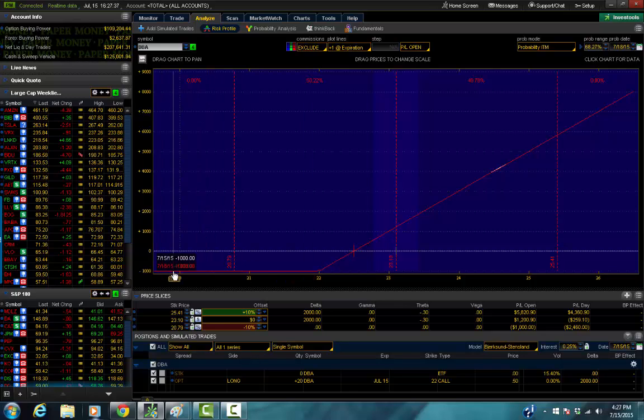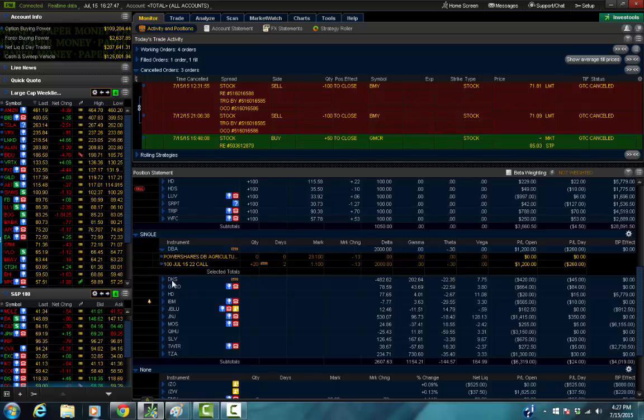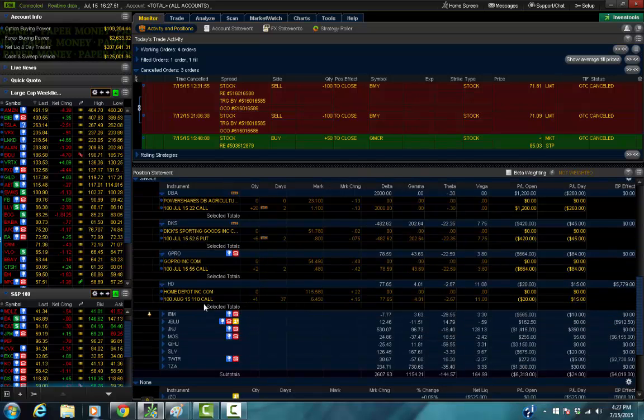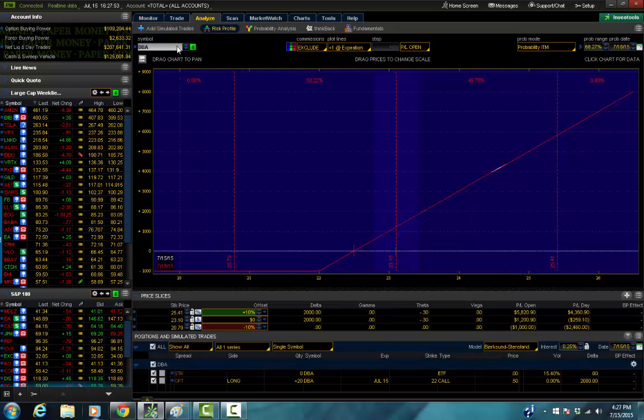Now, when an option is about to expire, you're just going to see a red line. This one only has about 3 days left until expiration, and you'll notice the red line is the at-expiration line. Let me grab a different one that's not July, August. Okay, this August Home Depot call option. Let's look at Home Depot.